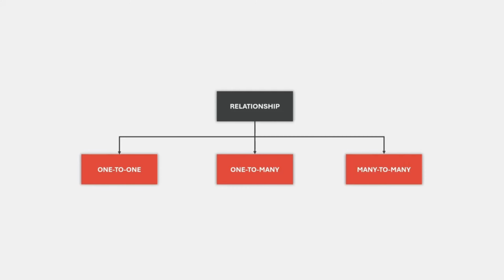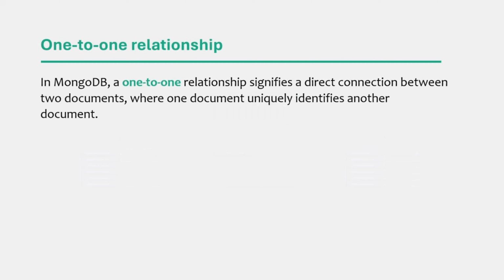Now in this lecture, we will talk about one-to-one relation between data entities and decide which approach we should choose for implementing one-to-one relation, whether we should go with embedded document approach or we should go with referencing approach. And we are going to understand it with some examples. But before that, first we need to understand what do we mean by one-to-one relation. So in MongoDB, a one-to-one relationship signifies a direct connection between two documents, where one document uniquely identifies another document.